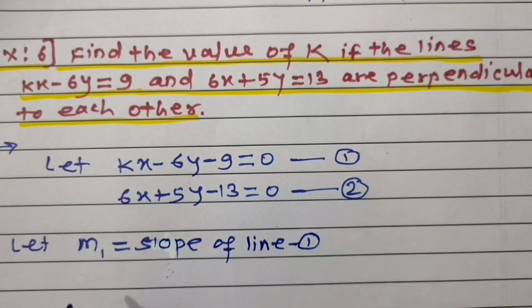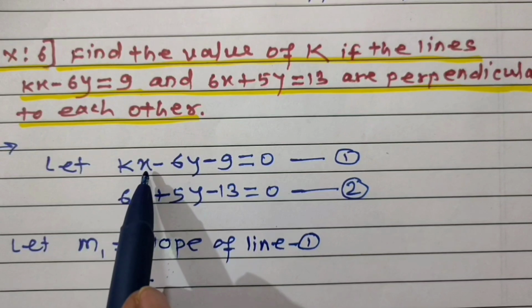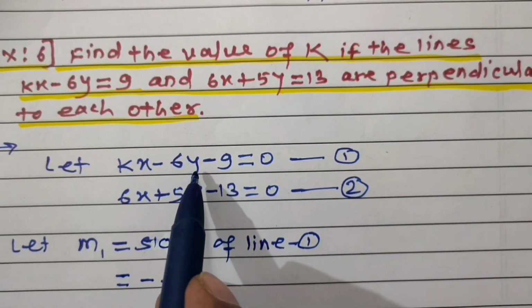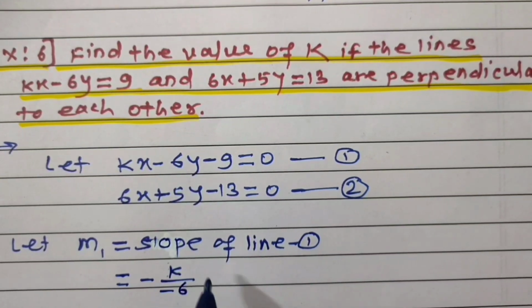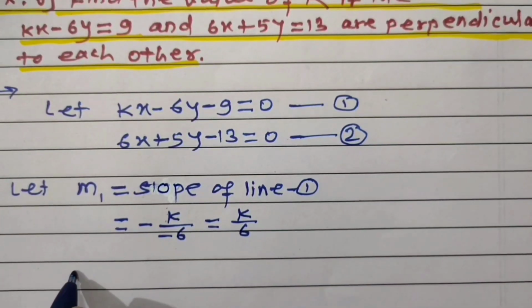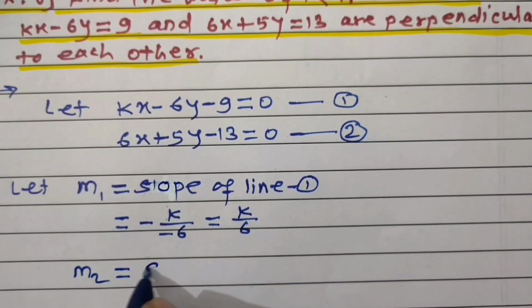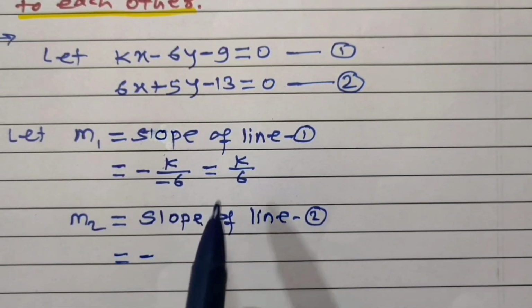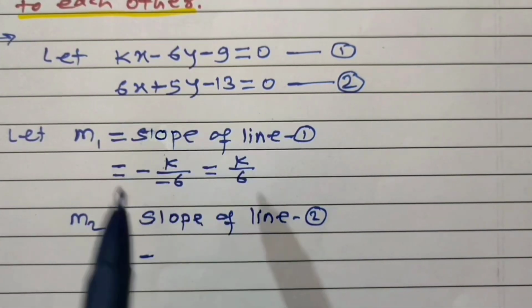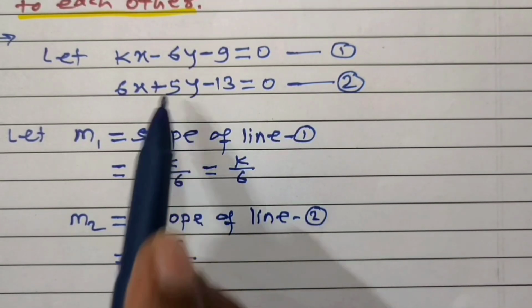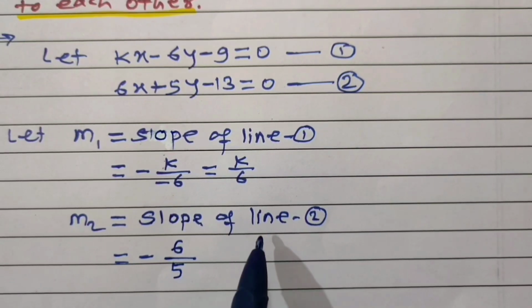This is equal to minus the coefficient of x divided by the coefficient of y. The coefficient of x in line 1 is k and the coefficient of y in line 1 is minus 6. So this is equal to k upon 6. Now consider m2 to be the slope of line 2. This is equal to minus the coefficient of x in line 2, which is 6, divided by the coefficient of y in line 2, which is 5. So this is the slope of line 2.